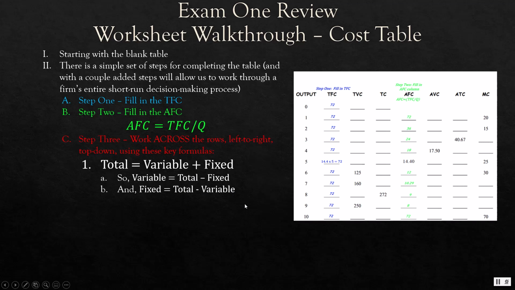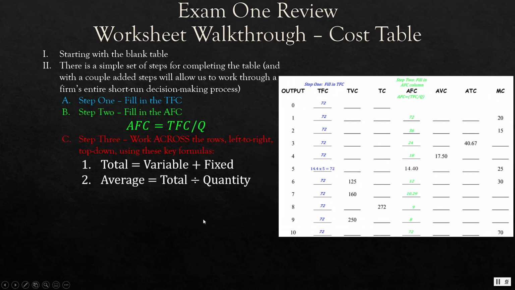Now you don't need to remember all of these, just remember total equals variable plus fixed, and you'll be able to rearrange it into whatever you need when you're given those variables or values.